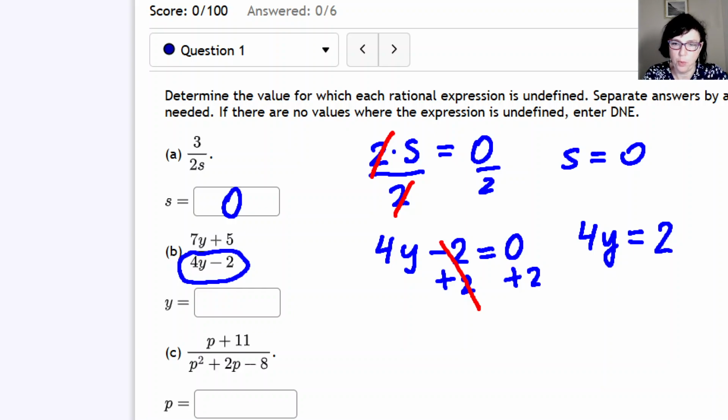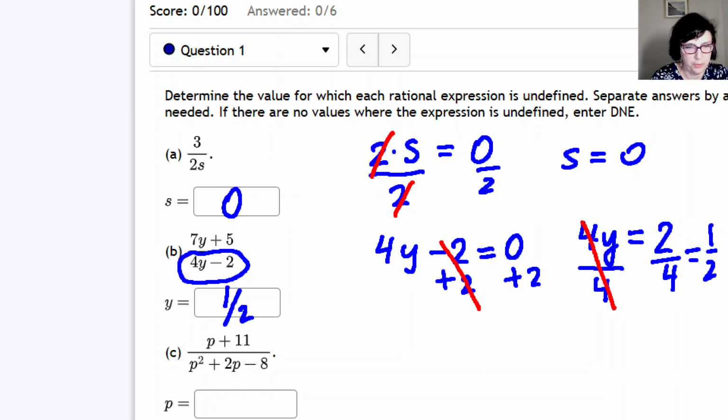Finally, to solve this for y, remember that the default operation is multiplication. We are going to divide both sides by 4. And that is going to cancel it over here. And then 2 over 4. I'm not sure if we need to reduce, but just in case, 2 over 4 is the same as 1/2, so we can put 1/2 over here.